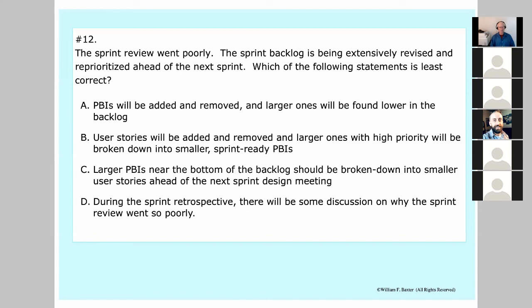Product backlog items near the bottom of the backlog, to break those down into smaller user stories doesn't make any sense. Unless they've risen up in priority so that we need to get them sprint ready, it doesn't make any sense working on them. We're going to do work on a just-in-time basis as appropriate. So C is the one that doesn't belong there. Very good. Next.